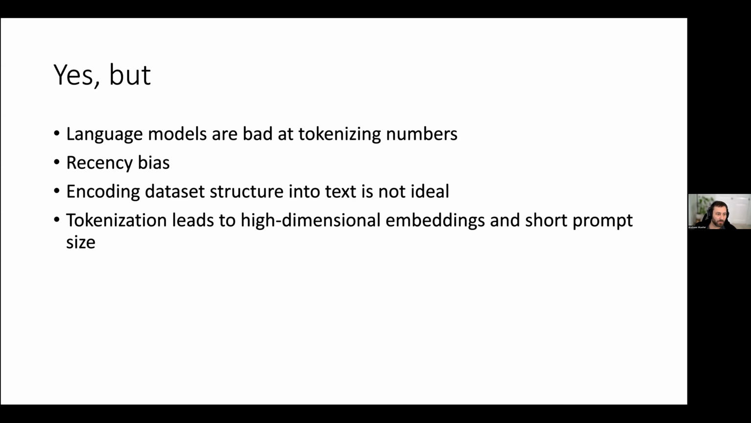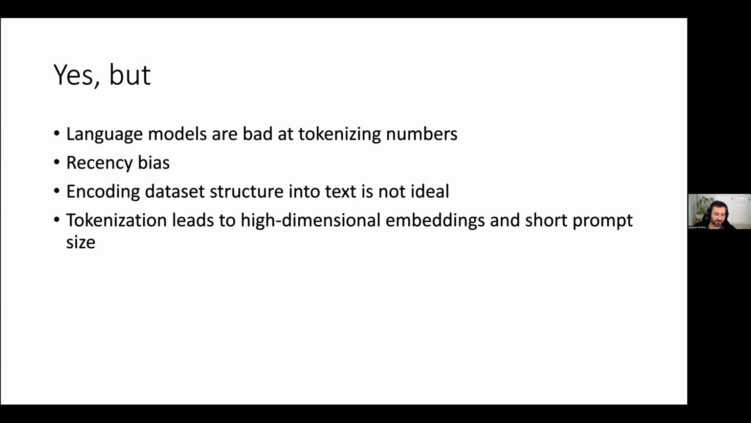One of the big ones is language models are really bad at tokenizing numbers, in particular the GPT family. Oh, I should have put a slide on this. The GPT family, the tokenization of numbers makes no sense at all. It basically takes like 3 random integers or something, 1 or 2. So the way a number is encoded is very, very arbitrary. So it's very hard for a GPT model to learn to reason about numbers. You have this recency bias.